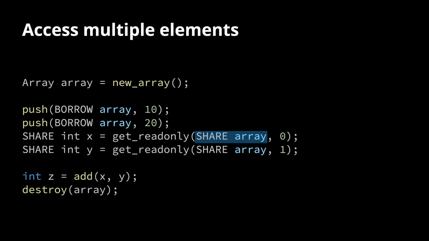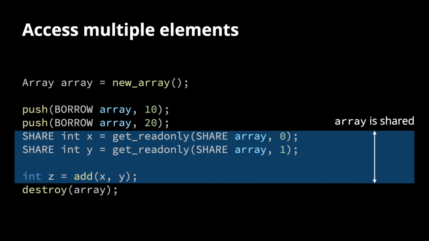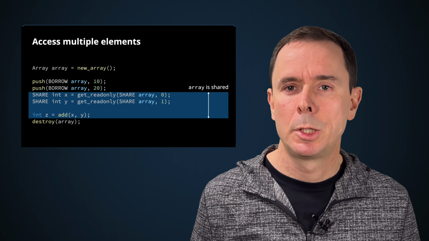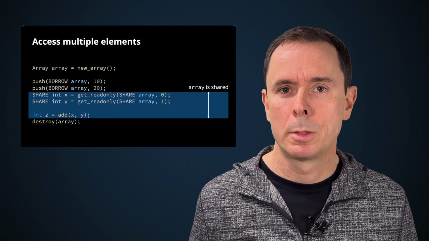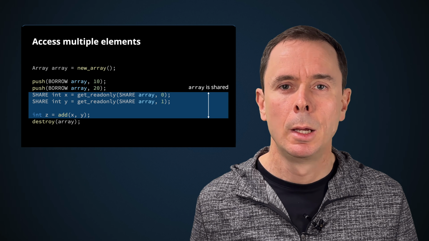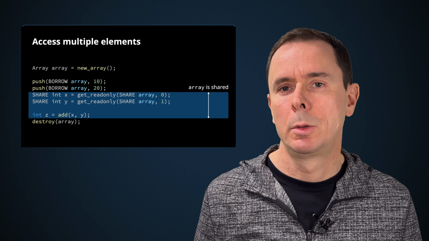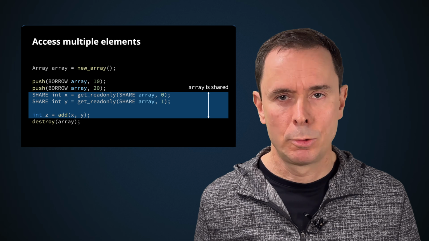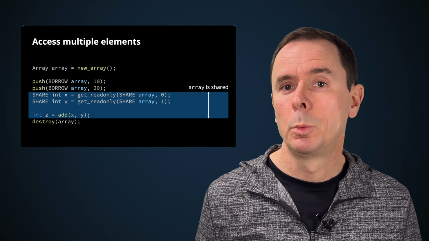So when I say share array the first time, the compiler begins tracking that the array is in this shared read-only state. When something is shared, you can read from it, but you cannot have exclusive access to it, so you can't borrow it. What I can do is share it some more, so I can say share array again for the second call to getReadOnly. The array remains shared for as long as X or Y are in use, so only after I've called add am I finished with X and Y, so the array is no longer shared and I can destroy it. So this all works great.